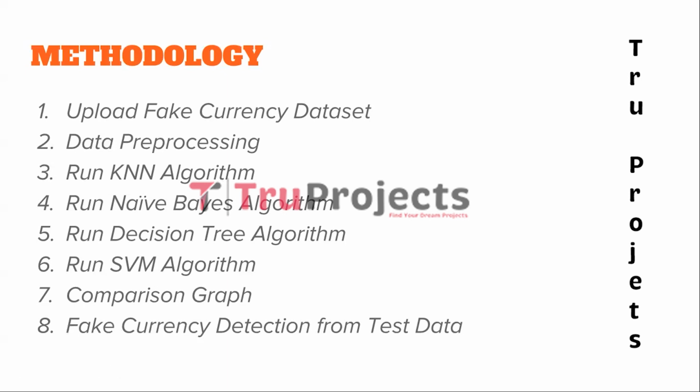And the fourth module is run naive Bayes algorithm. This module utilizes the naive Bayes algorithm to build a machine learning model for fake currency detection. Naive Bayes is a probabilistic classifier that assumes independence among features and calculates the probability of a sample belonging to a particular class. The pre-processed training data is used to train the naive Bayes model, and the accuracy of the model is evaluated using the test data.